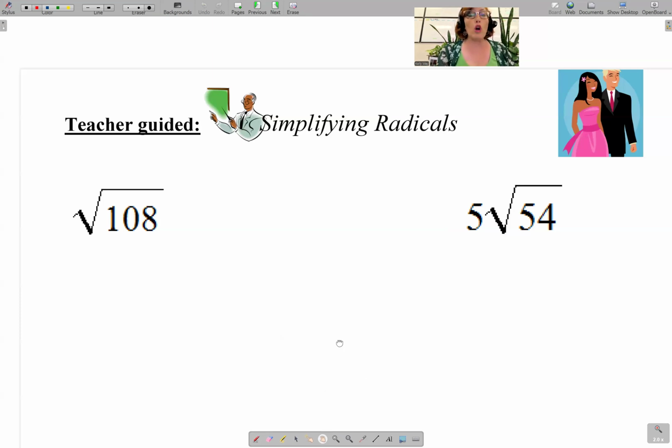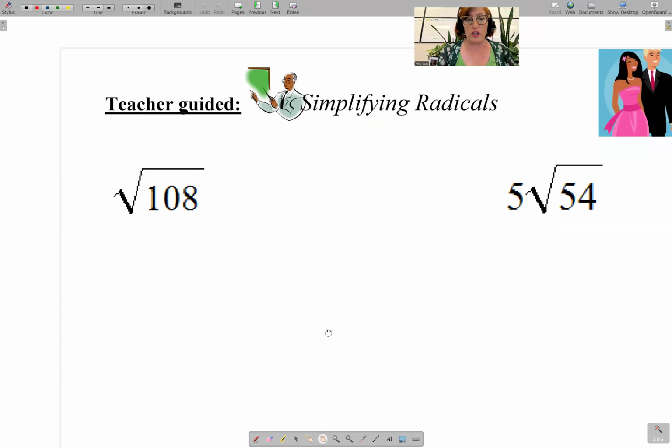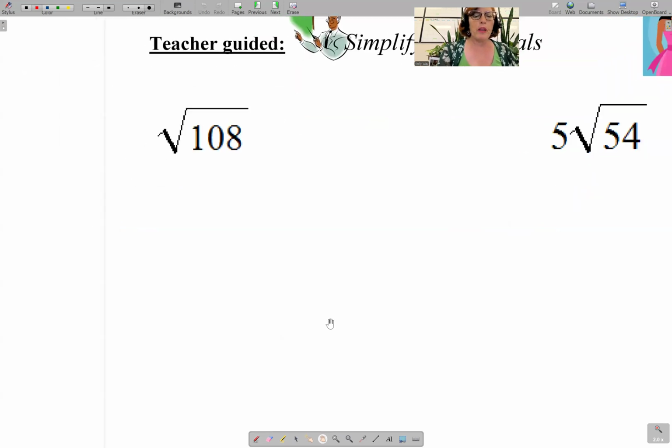So first you start by what's called prime factoring. And I'm going to do it two different ways. I'm going to use what's called the tree method, and then I'm going to use what's called upside down division. Both get you the same answer. I just want you to see both. You might be familiar with one versus the other.